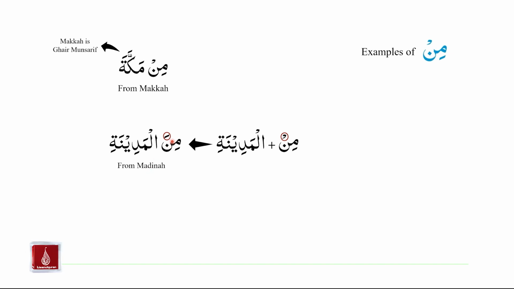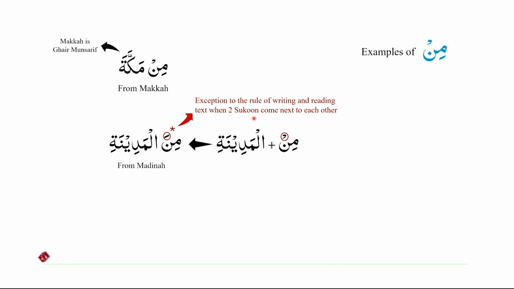Why are we using zabar in this case on min? This is an exception. This is an exception to the rule of writing and reading the Arabic text when two sukoon come next to each other. In the example of an, we had replaced the sukoon on noon with zair, and we had said anil fahsha'i. But in the case of min, when one sukoon comes next to another, we are saying minal madinati. So the sukoon on min is being replaced by zabar.